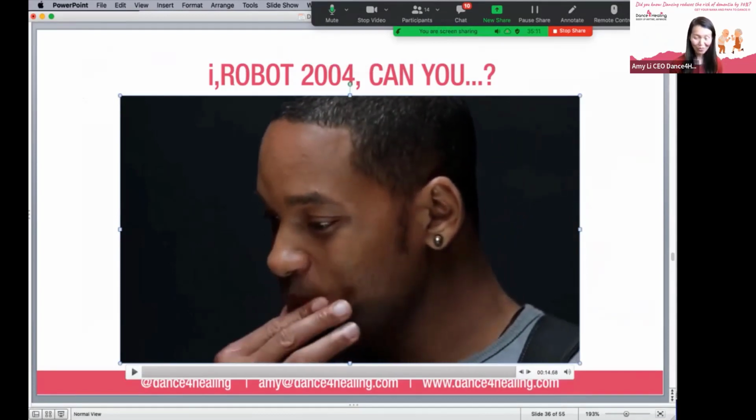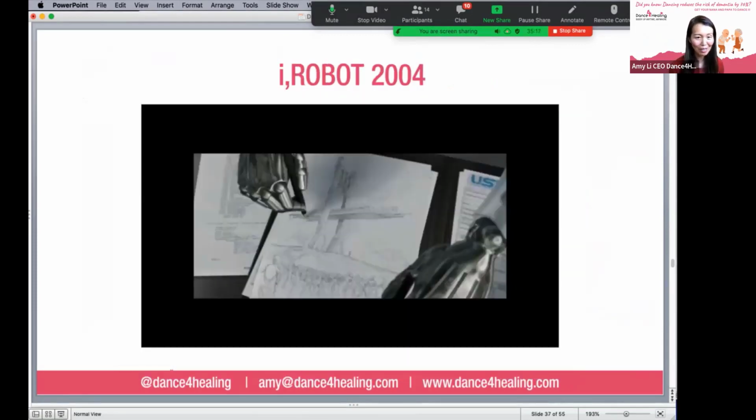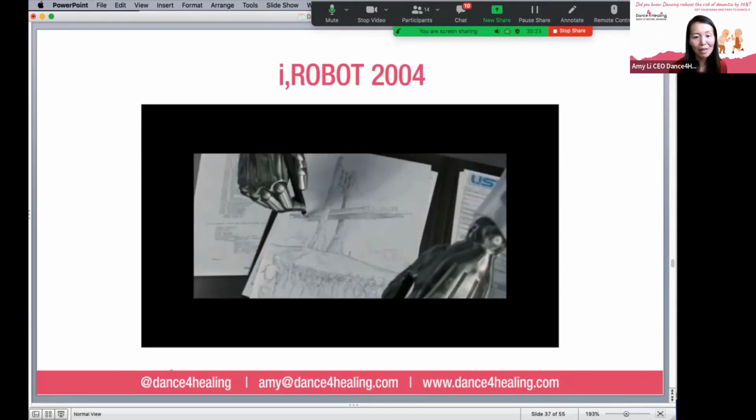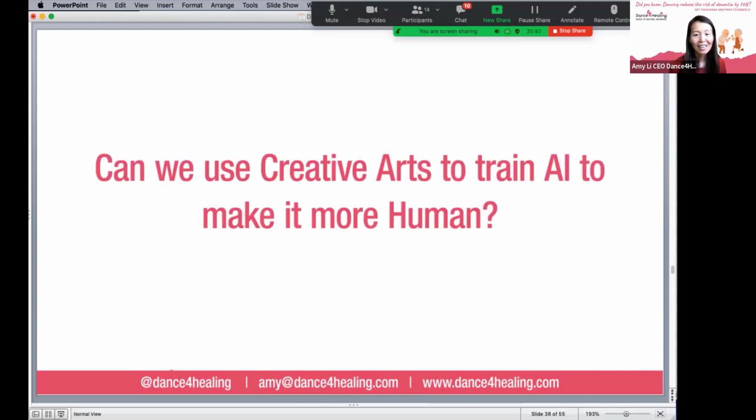I would laugh at Will Smith's face, but anyway, that's a legitimate question, right? Really, the hardest part is probably, can the robot do that? But the funny thing is, later on in the movie, the robot draws this beautiful sketch in great detail to show the location the scientists have left him as a cue to empower Will Smith to find and solve the puzzle. All right, so the interesting question is, can we use creative art to train AI to make it more human? That's an open question.